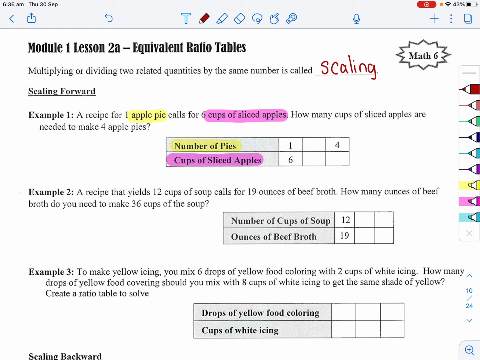So how many cups of sliced apples are needed to make 4 apple pies? So I've got my yellow highlighter there. 4 apple pies means that goes in the number of pies section of the table. Now, in my table, you can see that I've got 1 and 6 in that first spot, and then I've put the 4 at the end. There is a reason that I have put the 4 at the end, but it's not going to make sense until we've done all the examples.